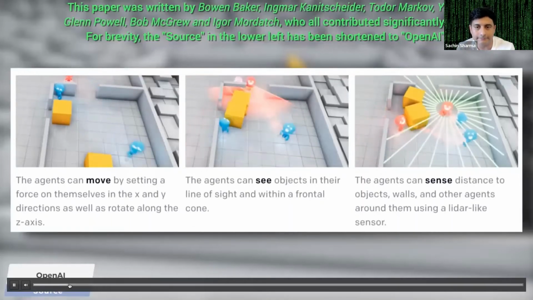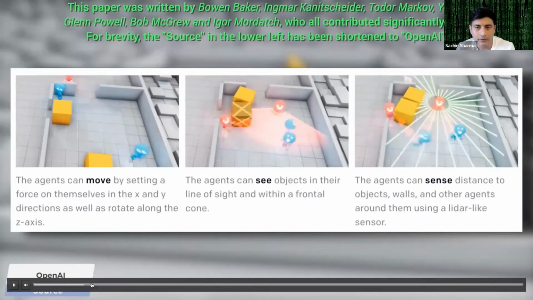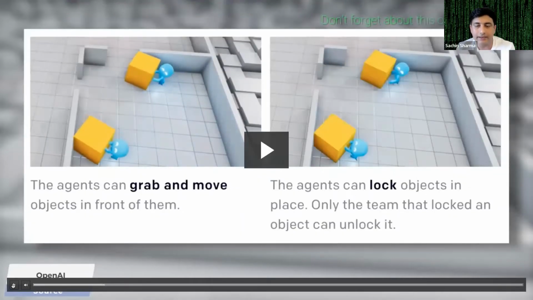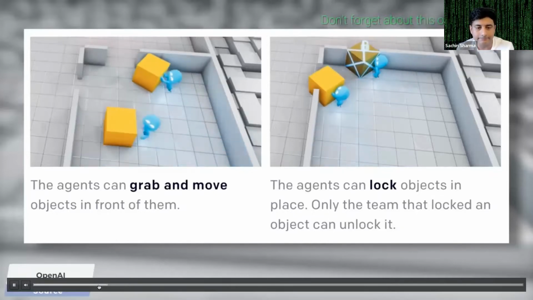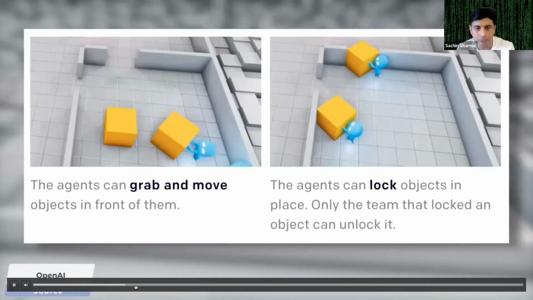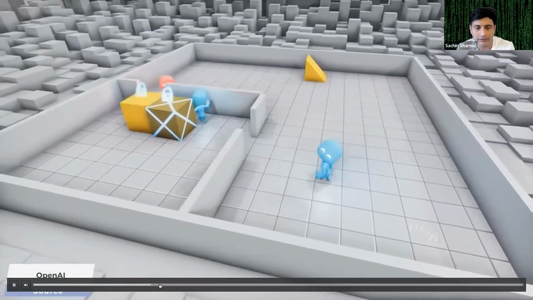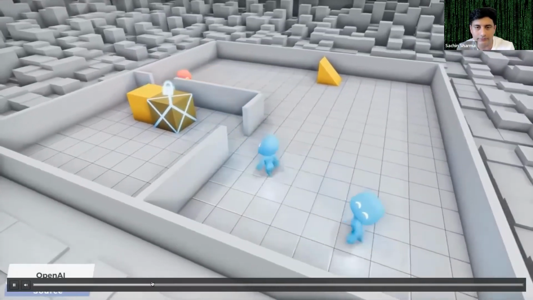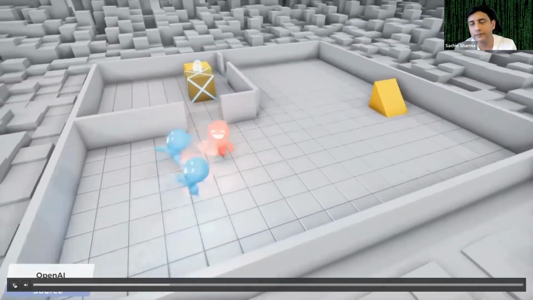Now you can see these are rules. Move it forward. Then the second set of rules: agents can grab and move the objects. Both the agents, blue or red, can grab the objects and move around with them. And second, agents can lock the objects in place, and only the team who has locked the object can unlock it. So let's see how it goes. It starts now. It starts here.